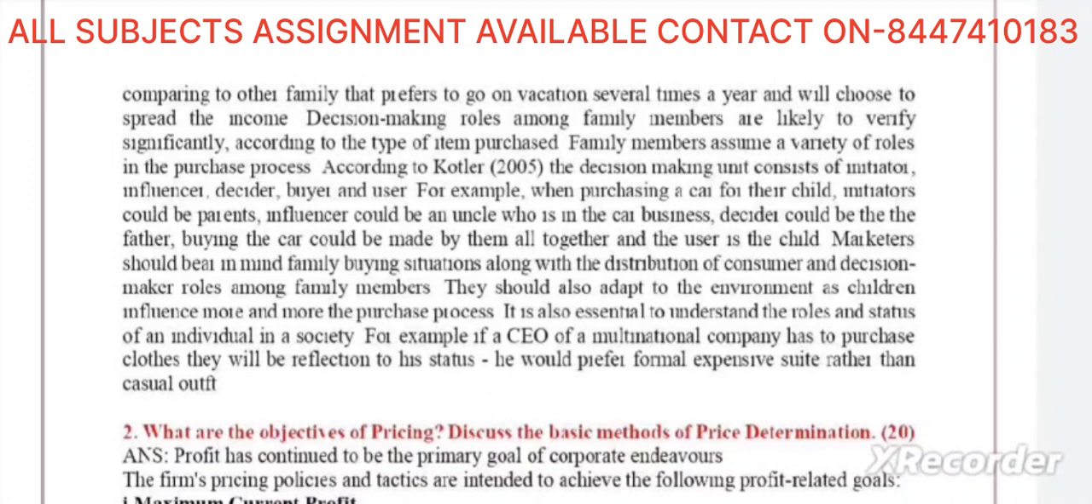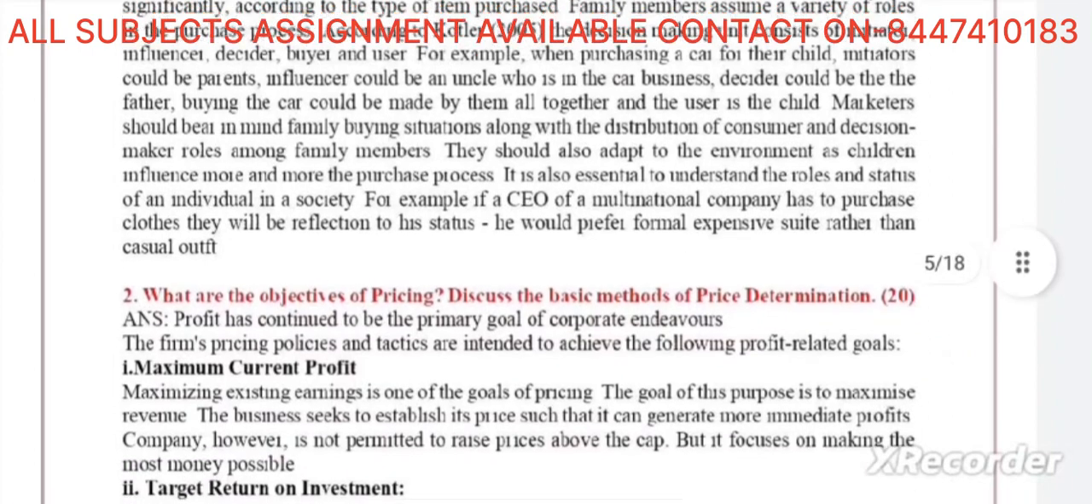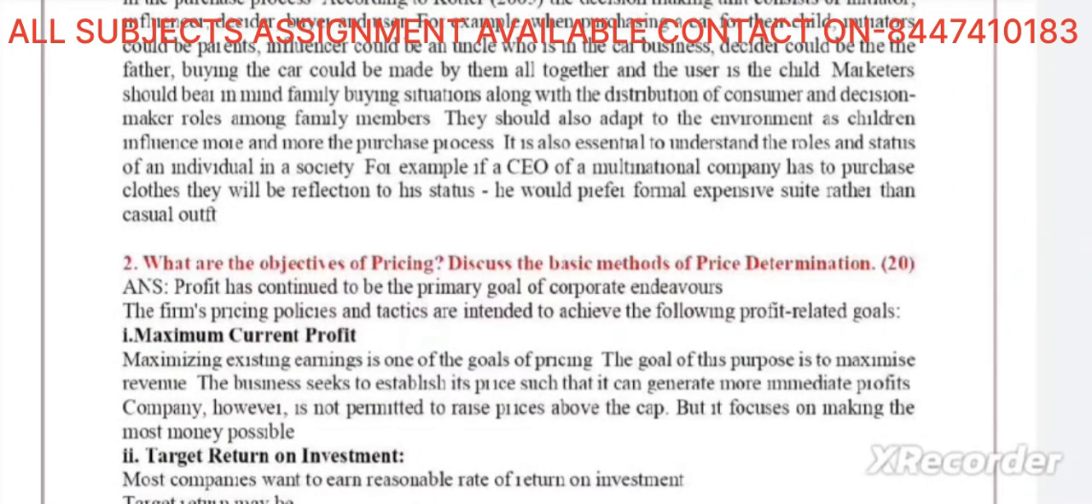Marketers should bear in mind the family buying situation, along with the distribution of consumer and decision influence in the purchase process. It is also essential to understand the roles and status of an individual in a society. For example, if a CEO of a multinational company has to purchase clothes, there will be a reflection of his status. He would prefer formal, expensive suits rather than casual outfits.